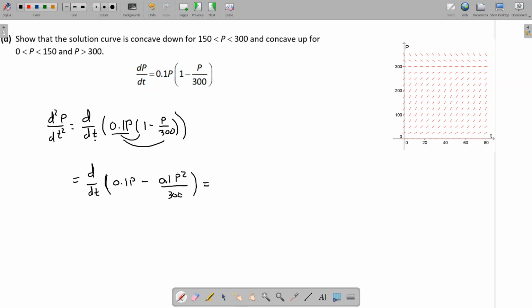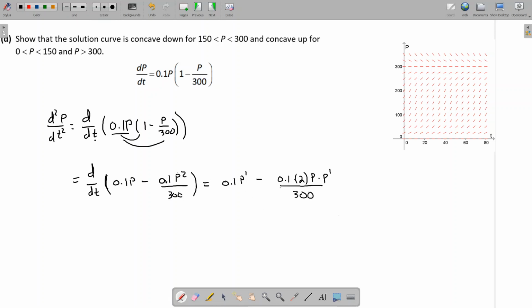All right, so now when we differentiate, the first one is going to be 0.1 p prime, because we are using implicit differentiation. The derivative of p with respect to t would be p prime, minus, the next one is going to be 0.1 times 2, bringing the exponent down, times p prime. Right, we're using implicit differentiation, so bring the power down, decrease the power by 1, leave the inside alone, and then multiply by the derivative of the inside. That's still over 300.